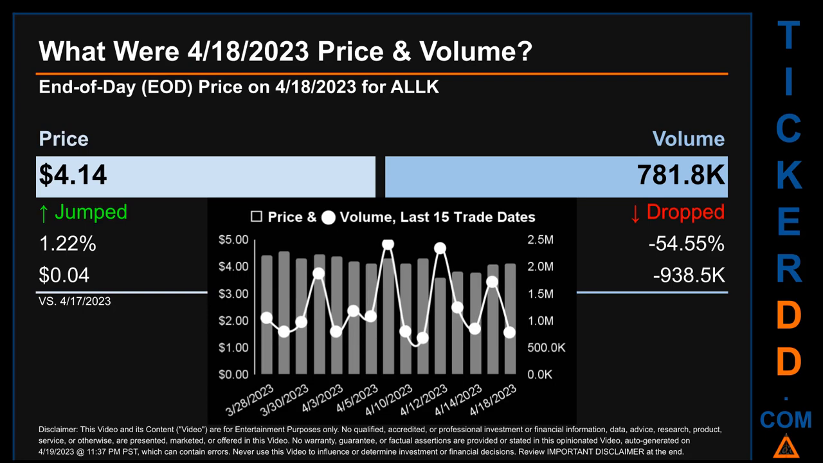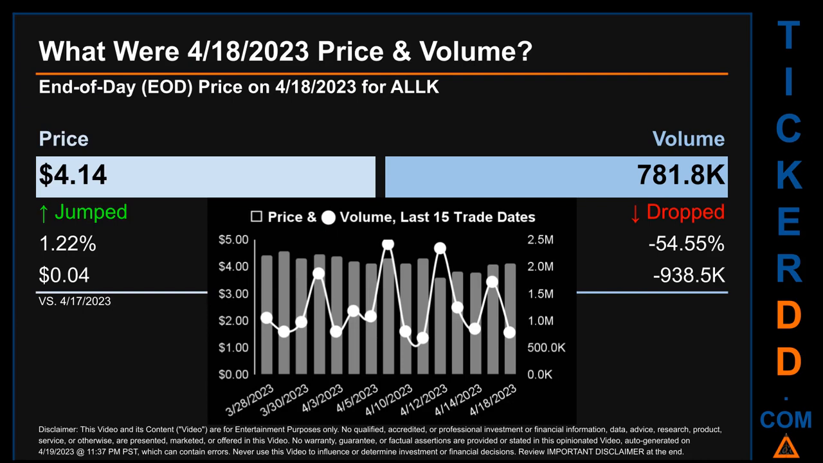What was end of day price and volume for ALLK? On Tuesday, April 18, 2023, ALLK had an end-of-day price of $4.14 and volume of about 781.8 thousand. Compared to the previous trading day, the price jumped 1.22%, gaining 4 cents, while volume dropped 54.55%, decreasing about 938.5 thousand. The graph shows price and volume for the last 15 trade dates.